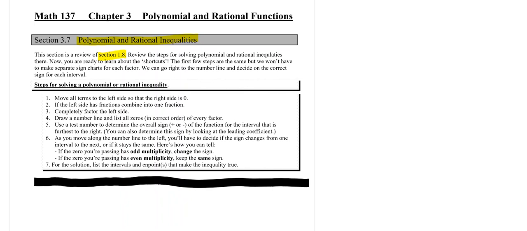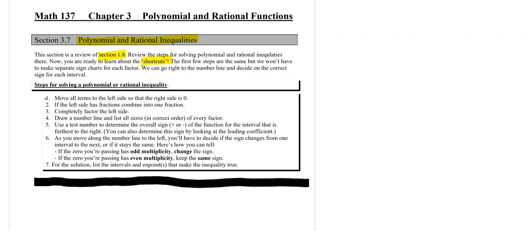Before, we made those big sign charts, one row for each factor, and we had to do a lot of work to test all those numbers in each of those subintervals. You kind of have to go through that to have a better understanding of how these inequalities work. But now that you do, you can use these shortcuts, because now we know about multiplicity and end behavior and how the zeros affect the behavior of the function around those zeros. So here are the steps.